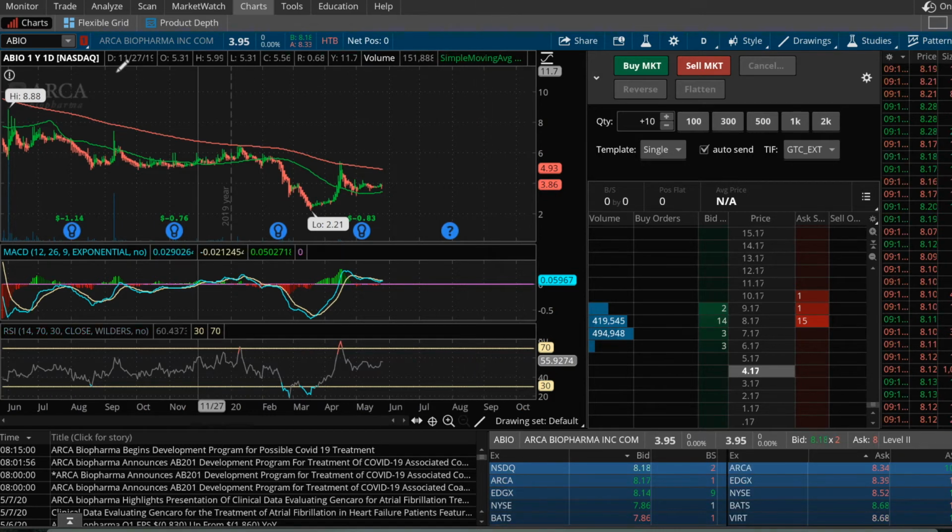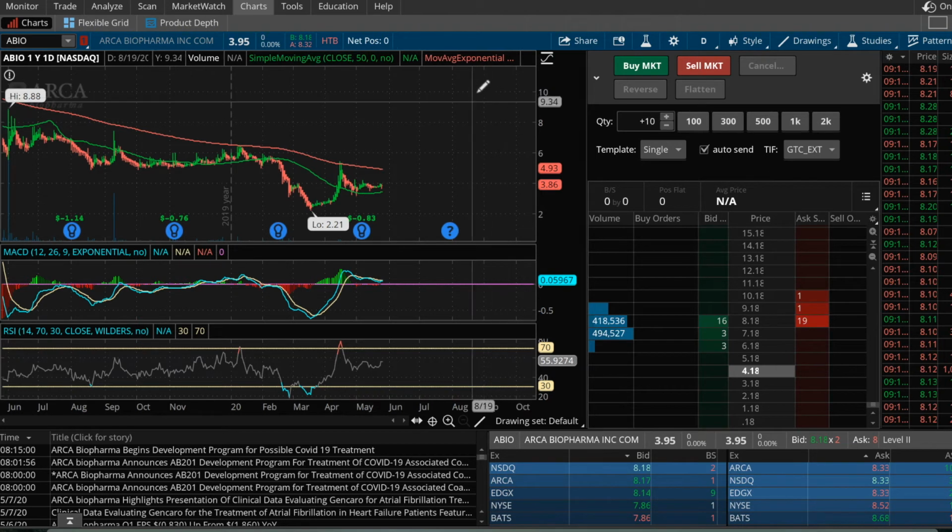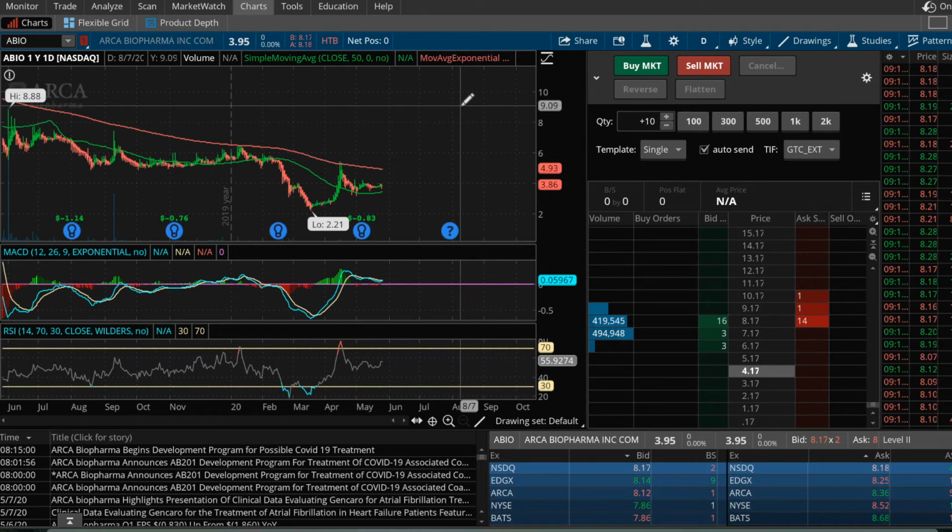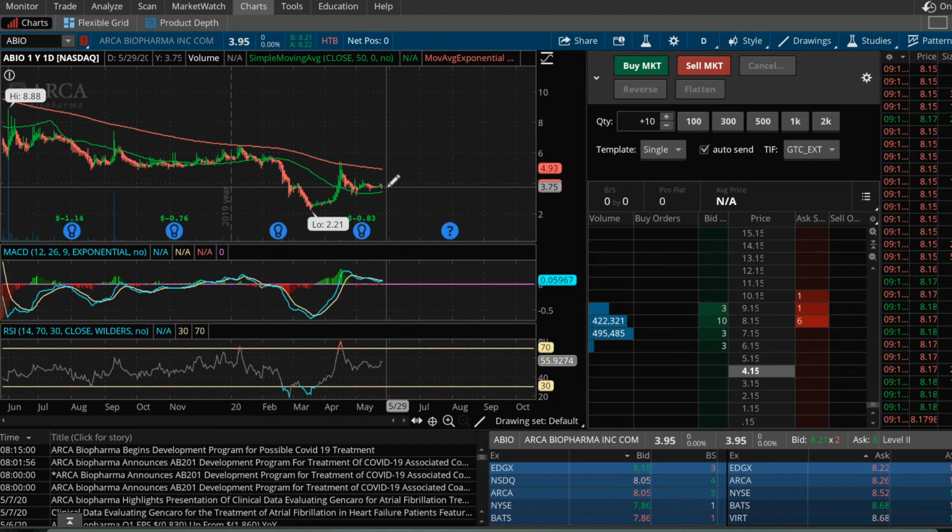So ABIO is a play that we're now running up. We're up here. We can't see that because this is the daily chart, so it's actually not going to show you the after hours. So we're pre-market right now. It's actually just before the open. It's 9:18 a.m. So we're not going to be able to see that. So it's fine. Eventually we'll see a candlestick up here.